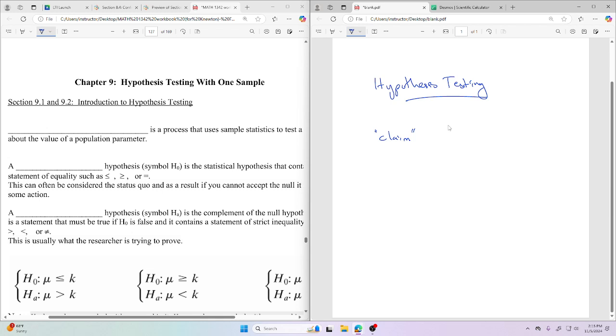But in this particular class, they limit it down to a very specific place. I'll show you what that means. Now, the other side of it is that we have this claim, but the other side is kind of like the status quo. What is the keyword? Yeah, status quo. Null hypothesis. Null hypothesis is basically your status quo.